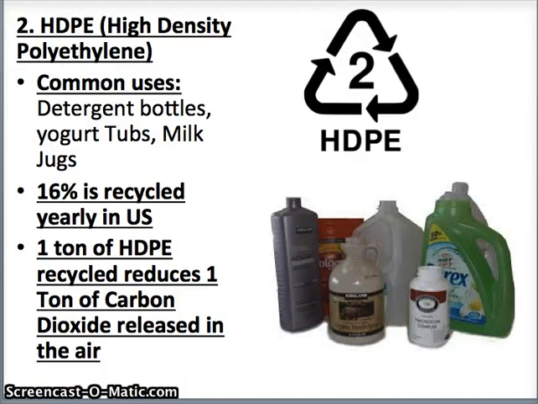The second type of plastic is called HDPE, high density polyethylene. This plastic is commonly used in detergent bottles, yogurt tubs, milk jugs. These products here are all made from plastic number 2. This is the second most commonly recycled type of plastic. 16% is recycled yearly in the US. And one ton of this plastic that's recycled reduces 1 ton of carbon dioxide released in the air. So it helps reduce the greenhouse gases as well.